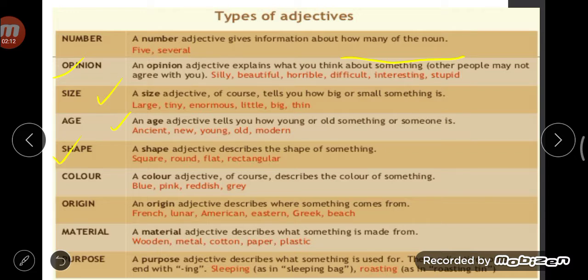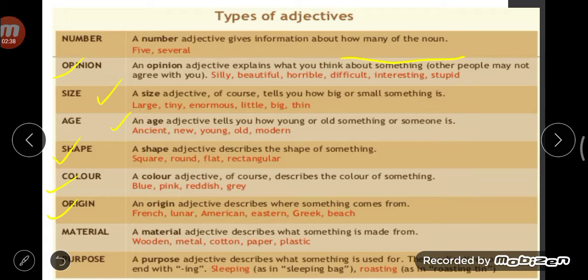Adjectives also tell us the shape of something. Like you can see in the example: square, round, flat, rectangular. Color. A color adjective, of course, describes the color of something, like blue, pink, reddish, gray, white, green, etc.